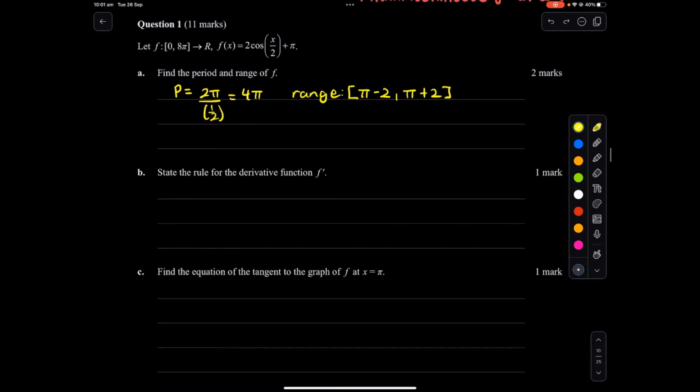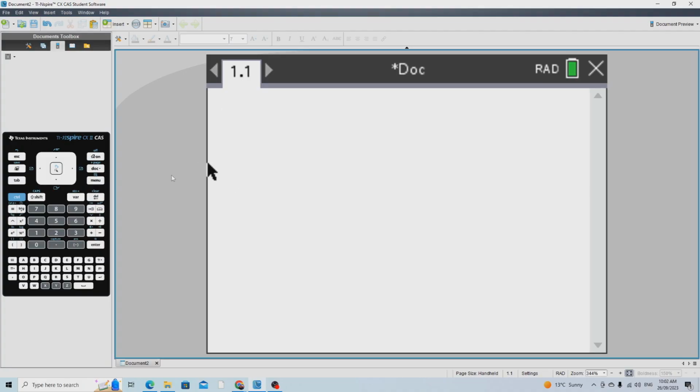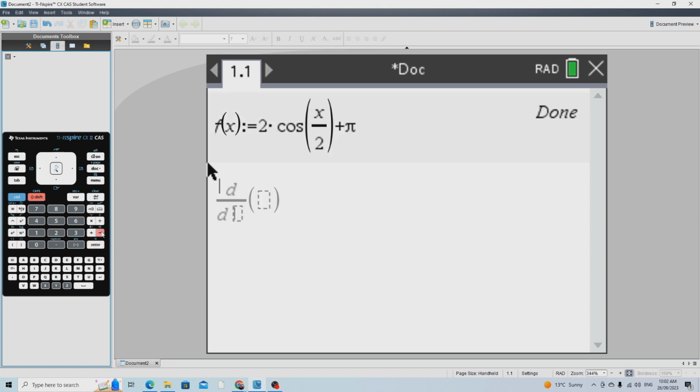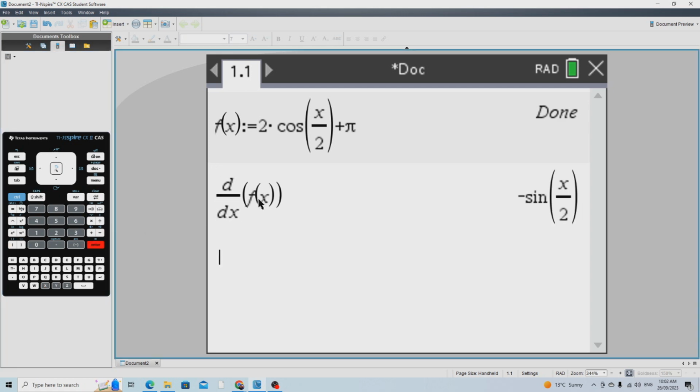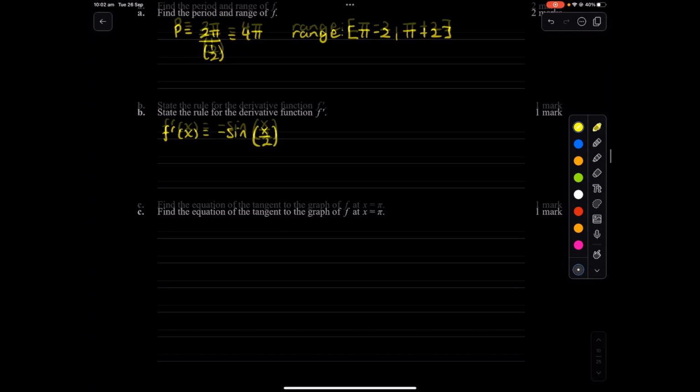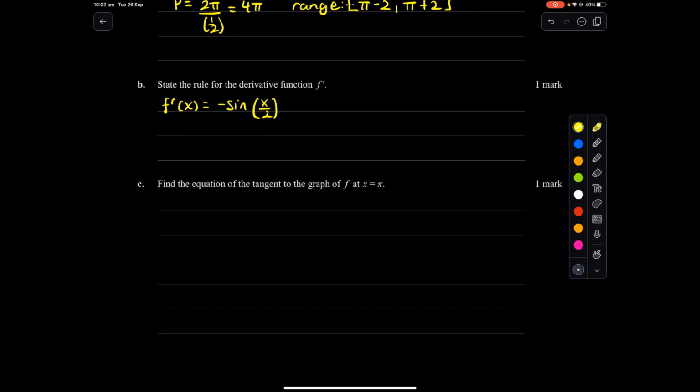State the rule for the derivative of f. So we want to find f dash of x. So let's go on our calculator and let's actually write this. So let's define f of x first as 2 cos x over 2 plus pi. All right, so let's do this. So f dash of x, and we get negative sine x over 2. Done.